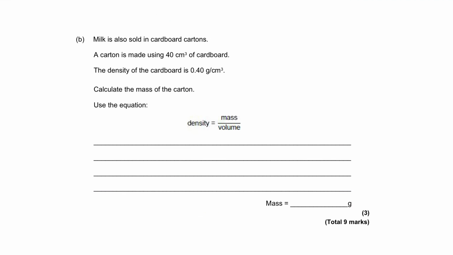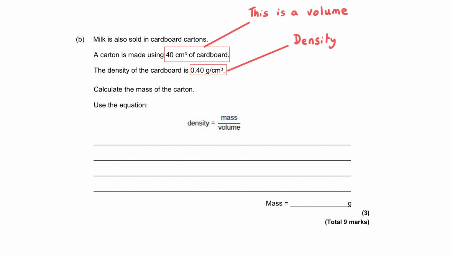Milk is also sold in cardboard cartons, and a cardboard carton has got a volume of 40 cm cubed of cardboard used to make it, and then the density of cardboard, we're told, is 0.40 grams per cubic centimetre. And we've been asked to calculate the mass of this carton made from cardboard, and we've been given the density equation to do this. Now, there's 2 different ways of answering this question.